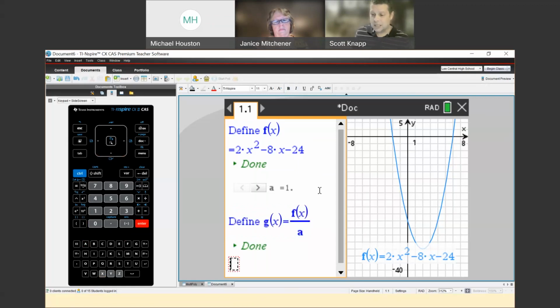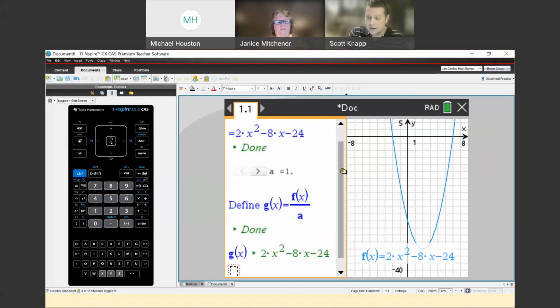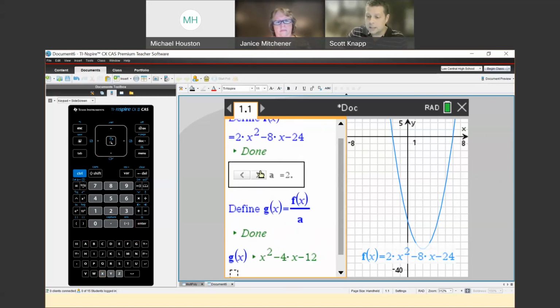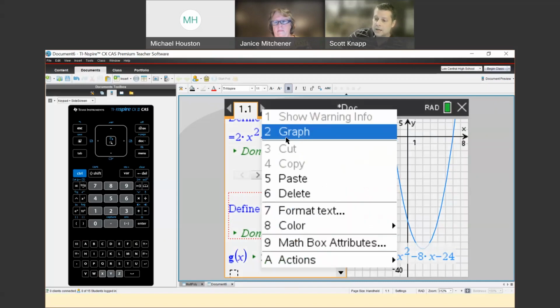I can't really see what g of x is, so this is the last entry I'm going to do, I'm going to type g of x so that I can see that it's created that function for me. And notice now when I press my slider, it's dividing f of x by that value. Okay? All right, I'm going to plot this second function, and remember we did that earlier. If I'm hovering over that math box and I right-click, I can graph, and we now see that.